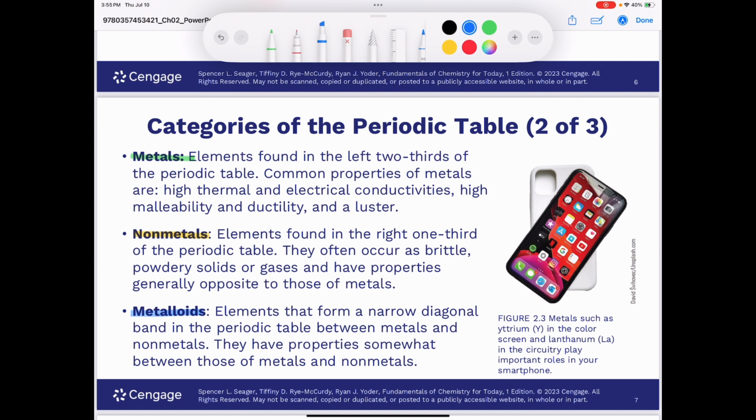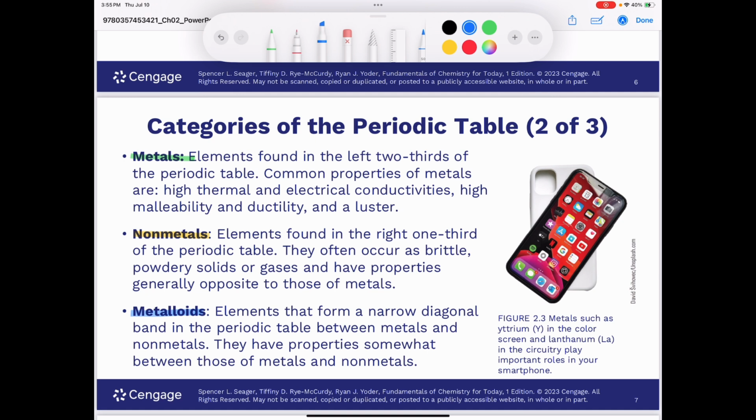What's interesting about metalloids is that they have properties somewhat between those of metals and nonmetals, and that's why you can make things like semiconductors out of them. It says here that metals such as yttrium in the color of the screen and lanthanum in the circuitry play important roles in your smartphone.